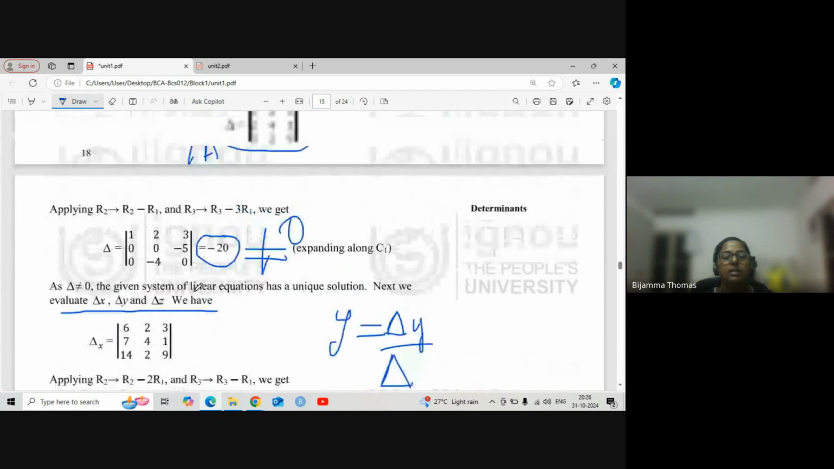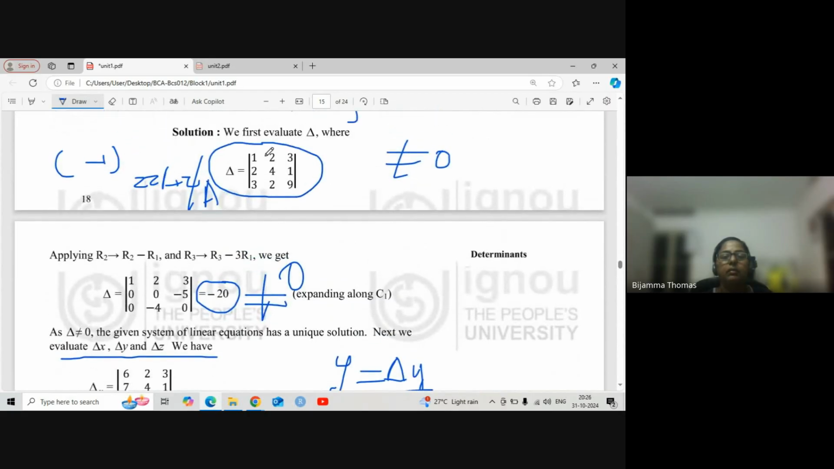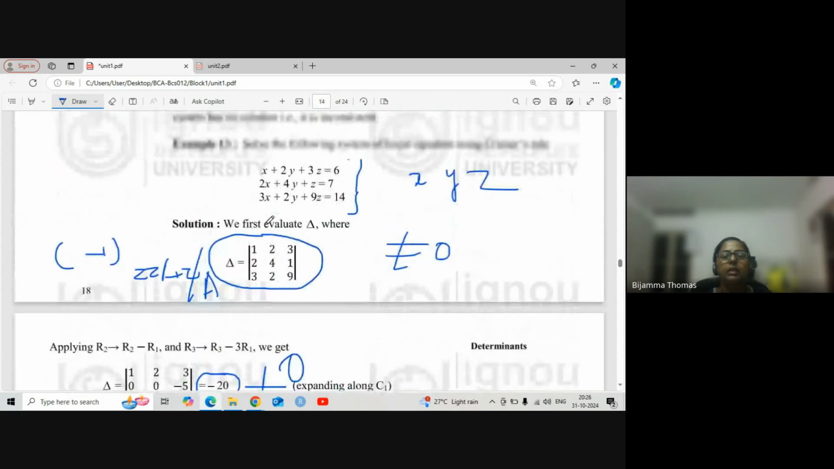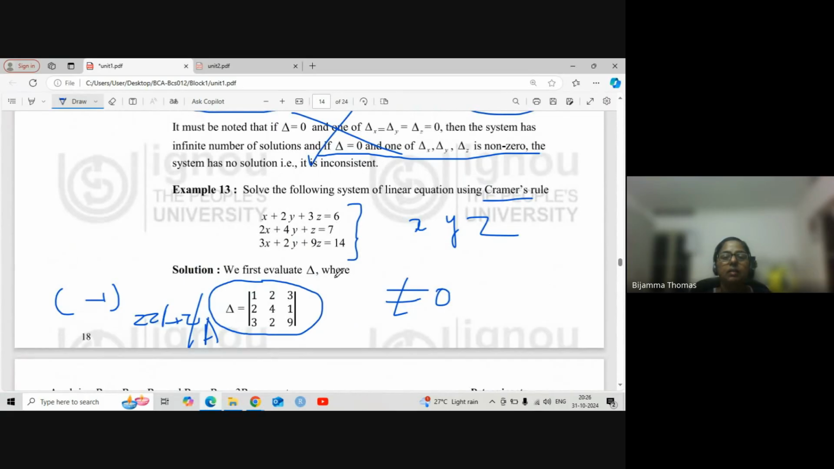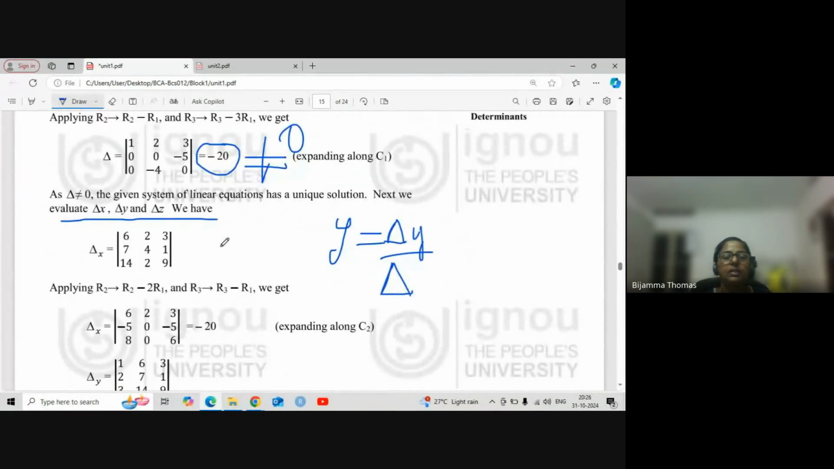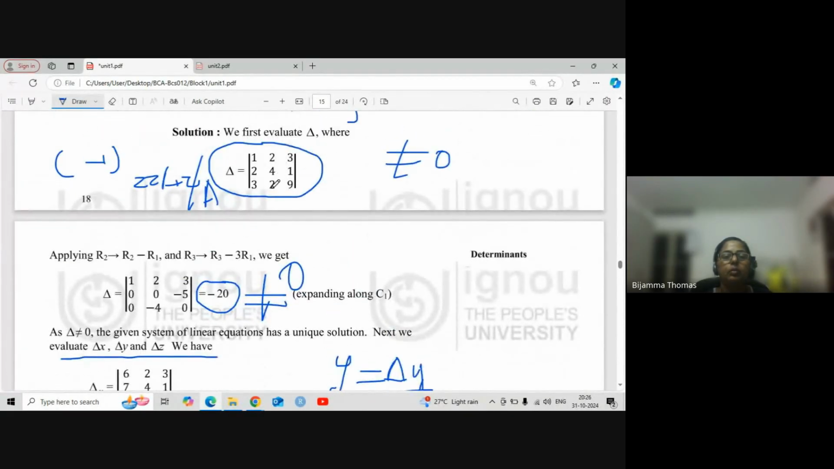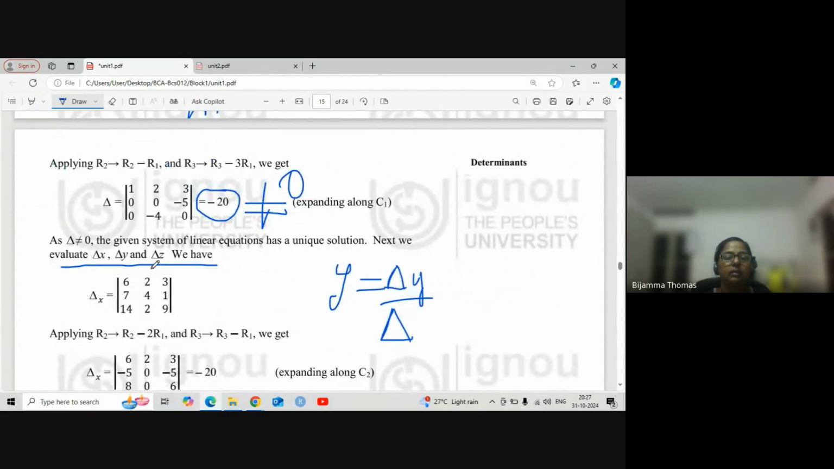Delta x is the determinant where the first column will be replaced by the right hand side constants. That is 6, 7, 14 and the 2, 4, 2 and 3, 1, 9. No change for the second and third columns. Right? Now evaluate this determinant.